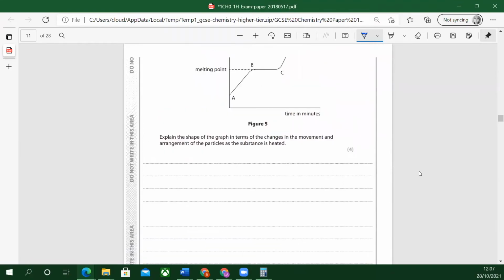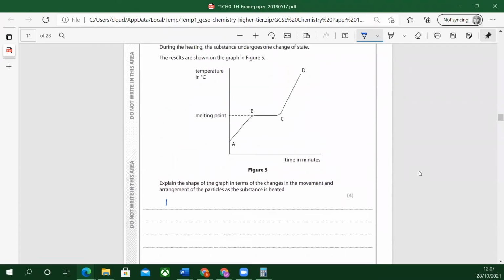Okay, so let's go A to B first of all. I think we'll go in order. So A to B, what's happening here? The temperature rises, so the graph rises, as particles in the lattice vibrate more in a solid lattice.